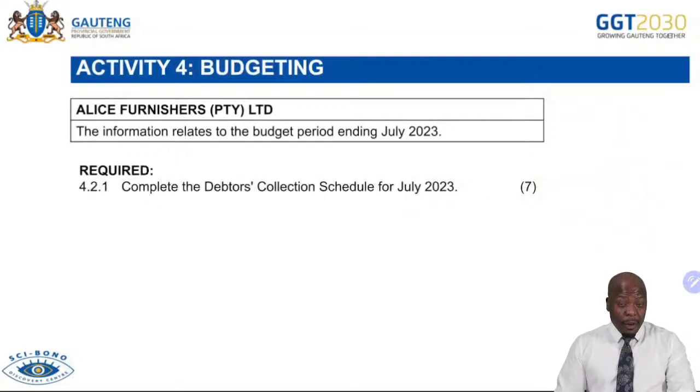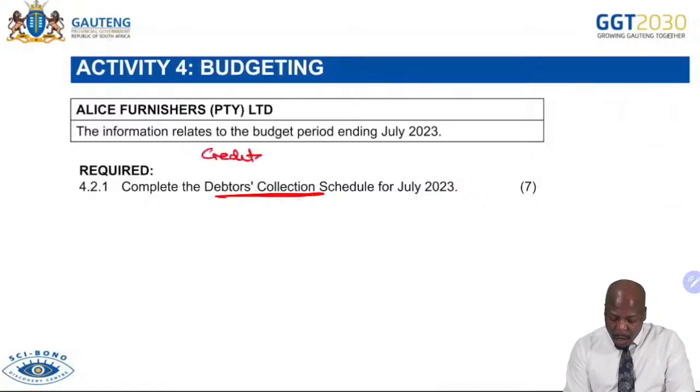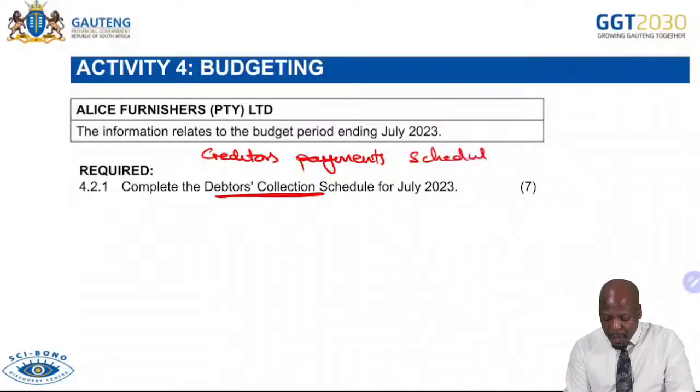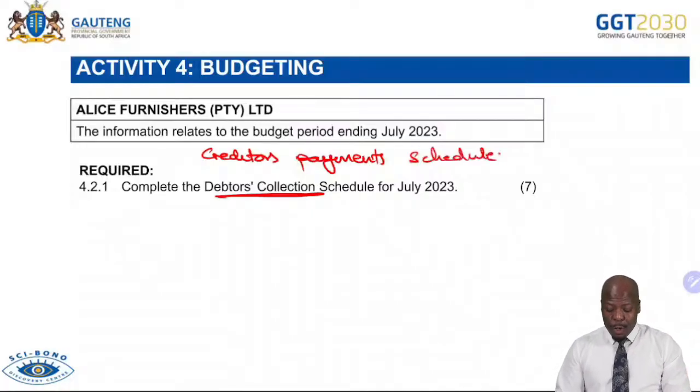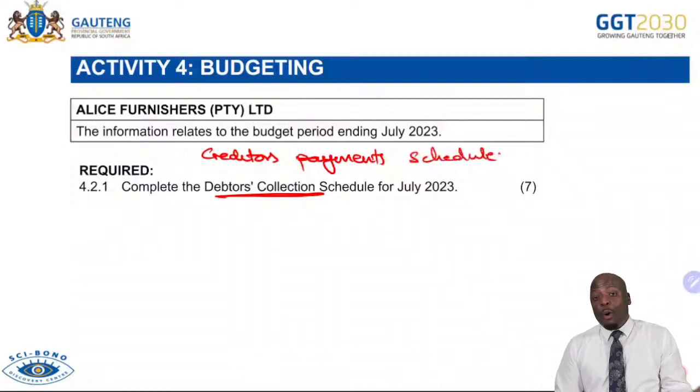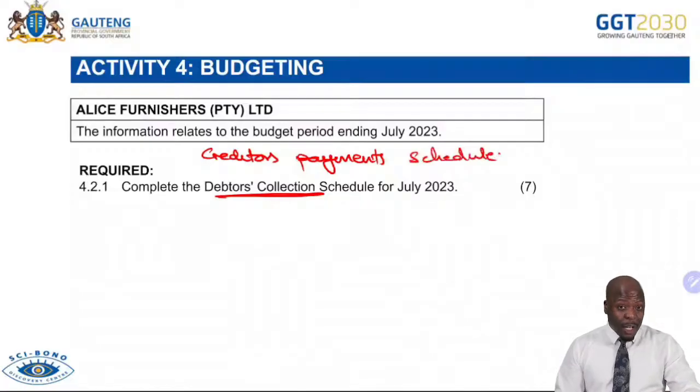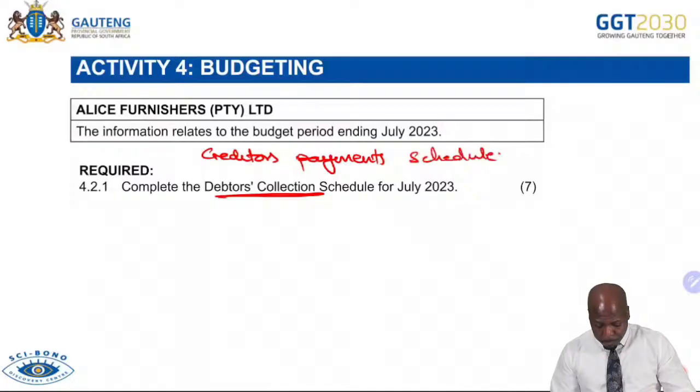I've seen again where if you're not required to do the debtors collection schedule, you may be required to do the creditors payments schedule. Please take that into consideration as you are preparing. You are either tested on the debtors or the creditors. Please make sure you prepare for both your debtors collection schedule and the creditors payments schedule.